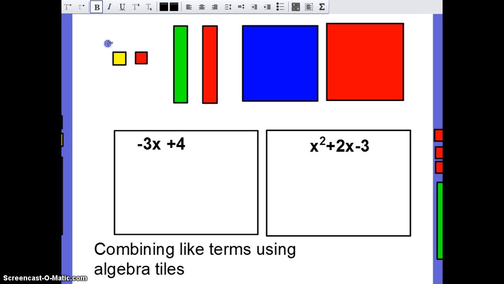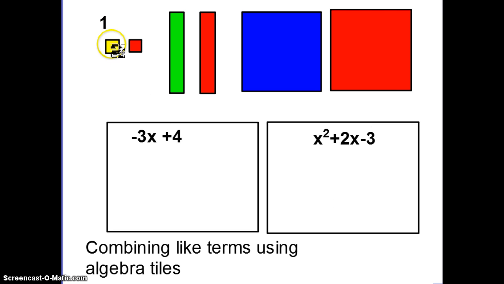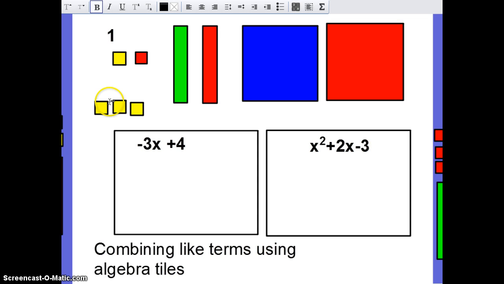The little squares have a value of 1. So we can use them if we just want to count something up. Like if we want to use algebra tiles to represent the number 3, then we can take 3 of the algebra tiles, 1, 2, 3, and that represents the number 3.